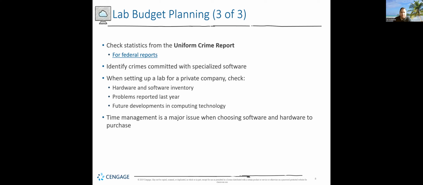You can't really future proof anything, because technology changes. You just got to stay up to date with the latest advancements in technology, not ahead. Time management is a major issue with choosing software and hardware to purchase. Yeah, you got to plan.